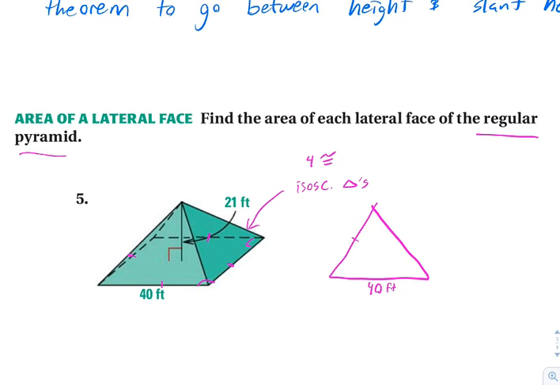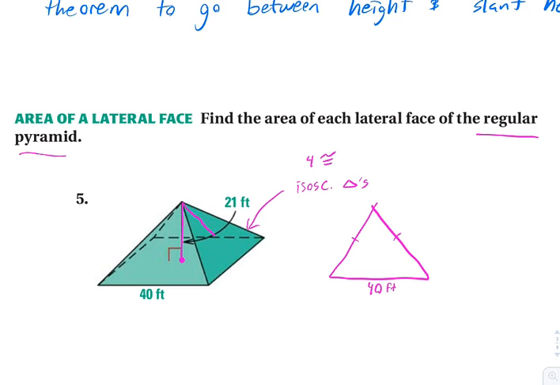But shoot, all I know is it's isosceles. I don't have any other information. So that's not enough. I don't know if this is a really tall isosceles triangle or really short. I don't have enough information yet. So going back here, I need to use the height. Now notice that this height goes straight down to the center of my base. I need to use that to find the slant height.